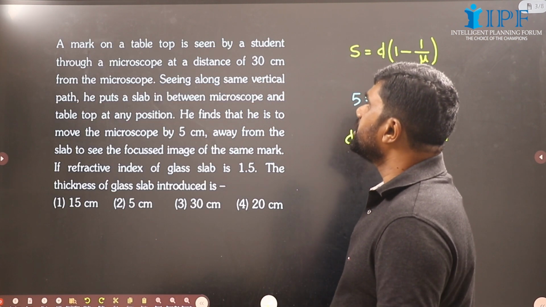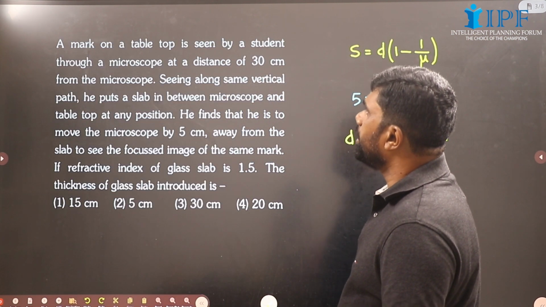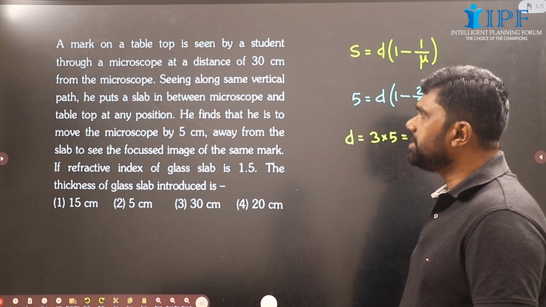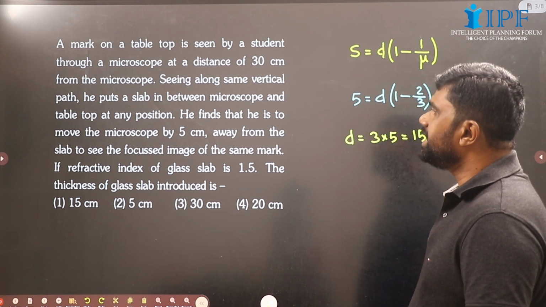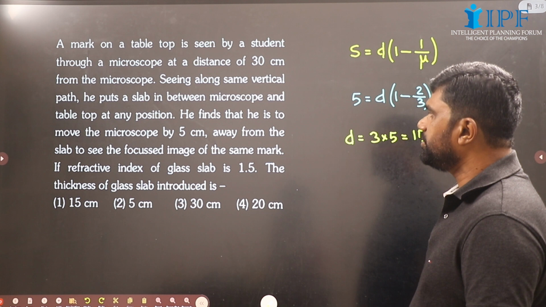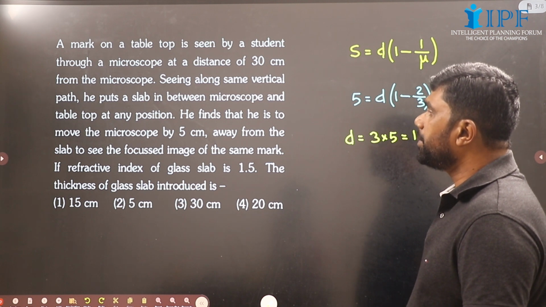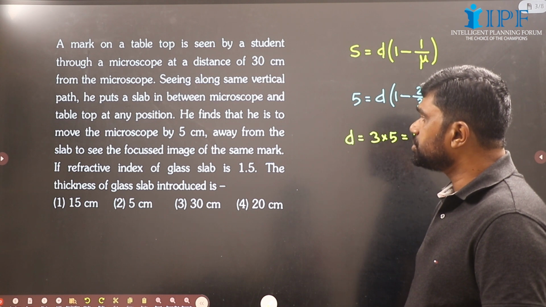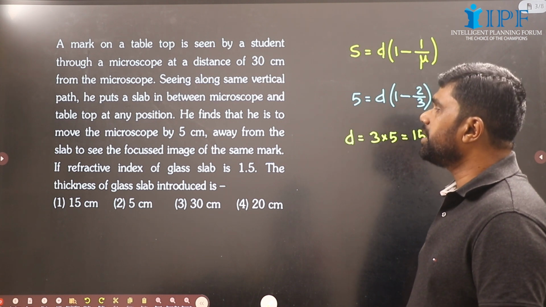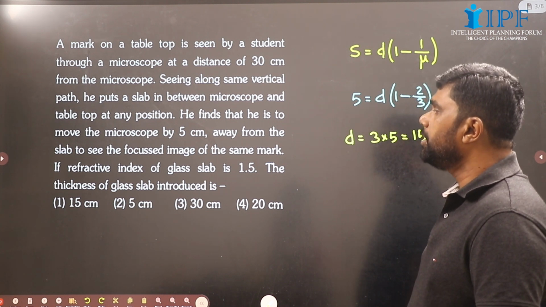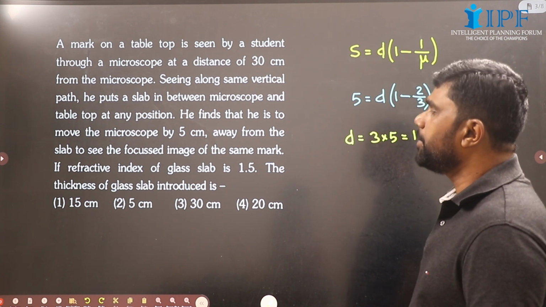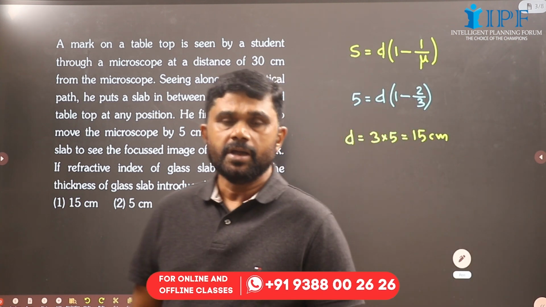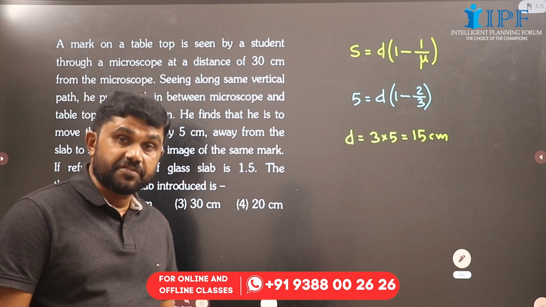Next, a mark on a tabletop is seen by a student through a microscope at a distance of 30 cm from the microscope. Seeing along the same vertical path, he puts a slab in between the microscope and tabletop at any position. He finds that he has to move the microscope by 5 cm away from the slab to see the focused image of the same mark. It means that 5 cm is the shift.